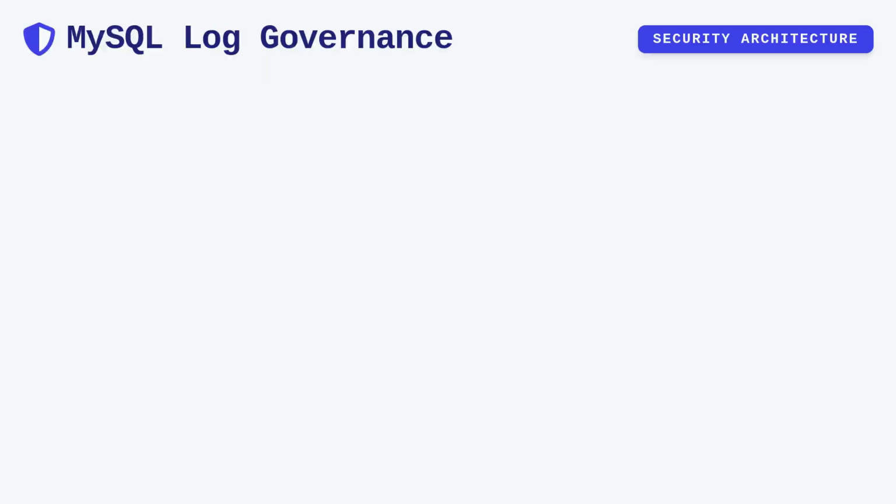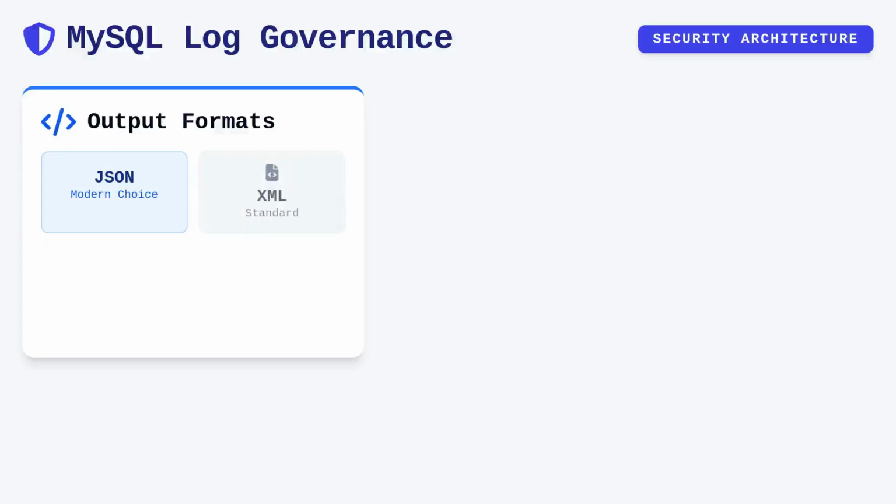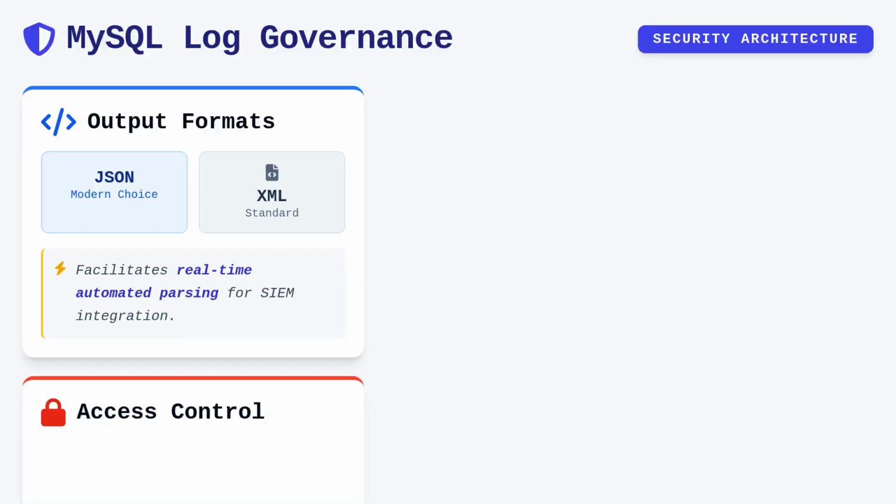Once your filtering logic is in place, you must turn your attention to the structure and lifecycle of the resulting log files, which are the artifacts that security teams will eventually consume. MySQL provides the flexibility to output these logs in either XML or JSON format, with JSON being the modern preference for integration with security information and event management systems. These machine-readable formats are essential because they facilitate automated parsing, allowing your log aggregators to flag suspicious activity in real time.